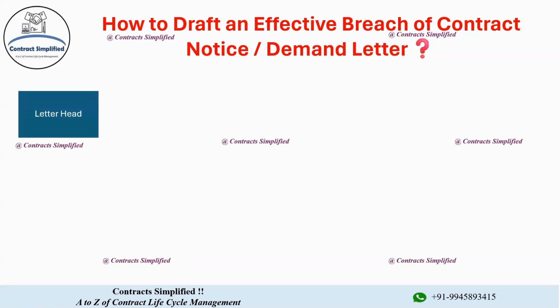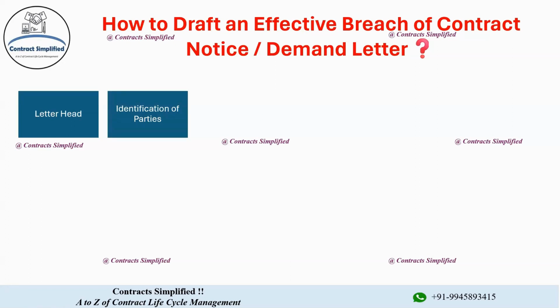The first one is letterhead. Notice of breach of contract can be sent by the aggrieved party directly, and this communication may also be facilitated by their legal representative. It is customary for such notices to be issued on official letterheads, ensuring clarity and formality in the correspondence.